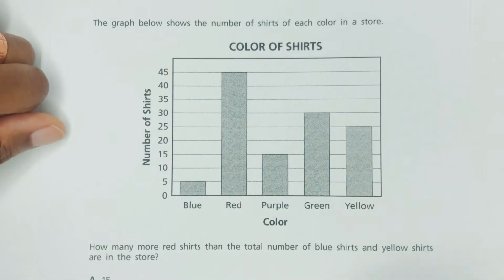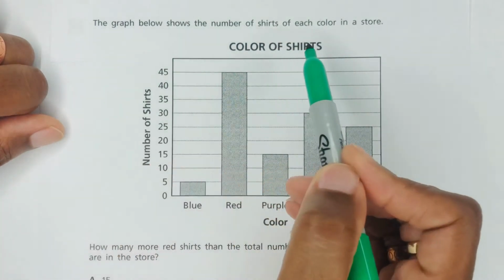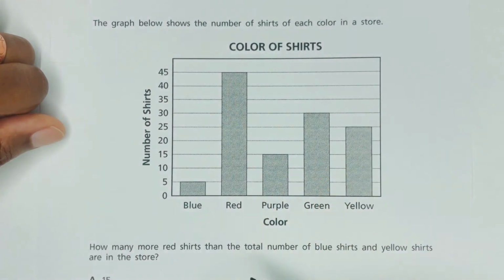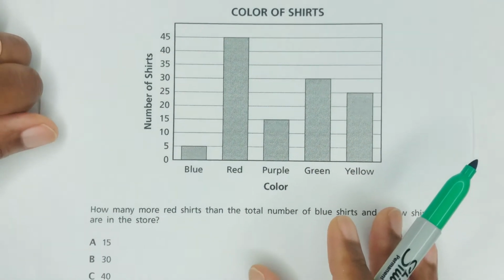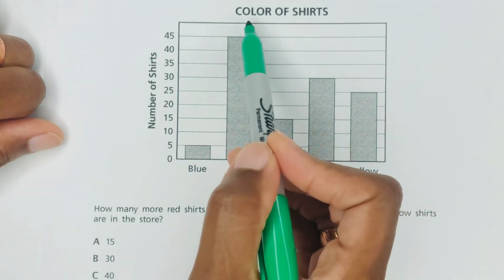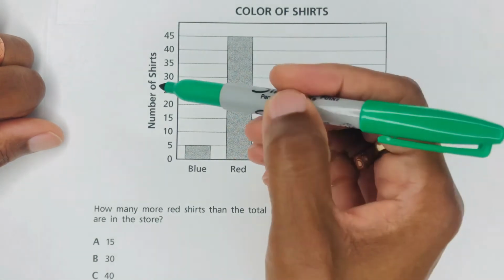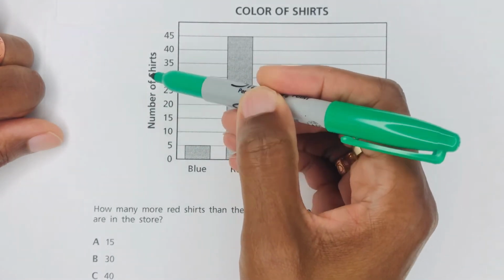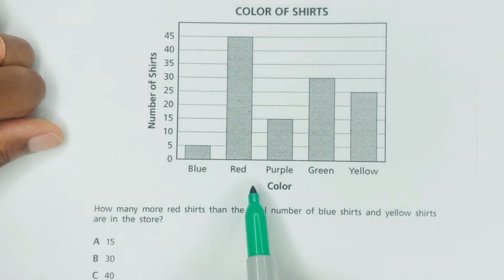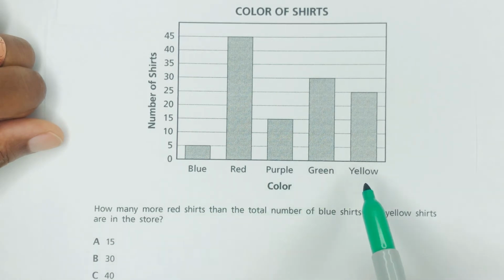Here is another chart, a bar graph, that's talking about the number of shirts in each color at a store, right? So the graph below, you're always going to get an introduction first and then the question. The graph below shows the number of shirts of each color in a store. All right, so let's look at it. So here we have the color of shirts, the title, and then at the side here, the numbers are always at the side vertically, and that's the number of shirts. And then the title here at the horizontal bottom is color, right? So you've got blue, red, purple, green, and yellow.